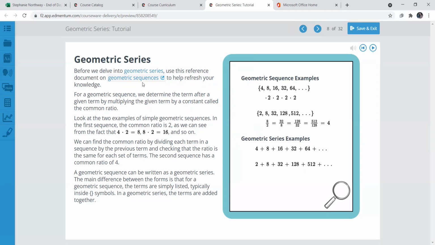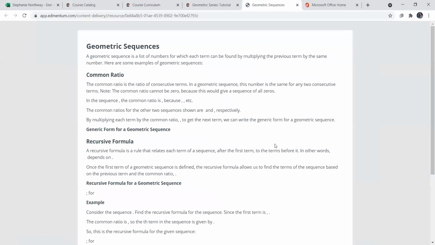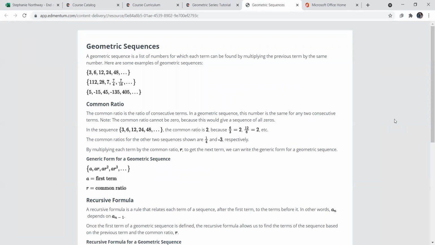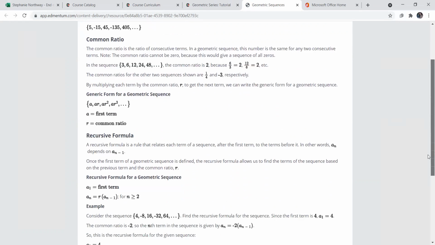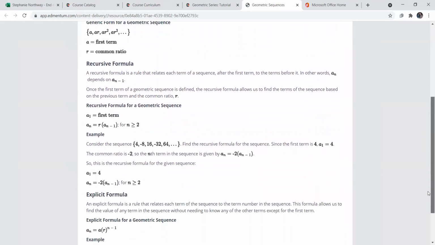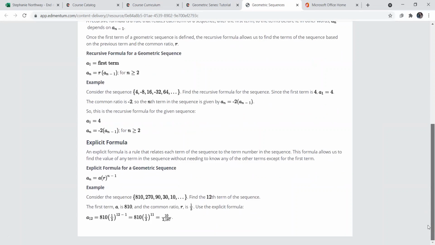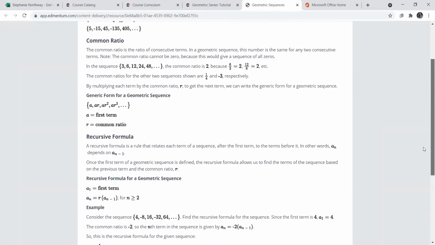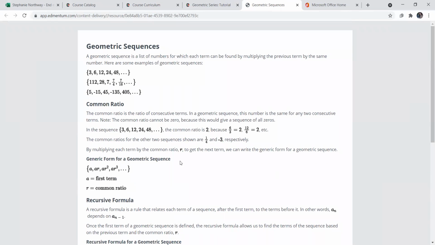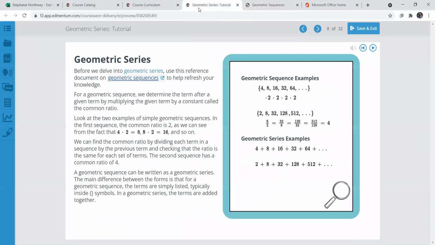Geometric sequence again. Here is more information about it, and it goes into more depth. This might help you for the mastery test. If you are taking the mastery test, then I would save this information because it talks a lot about geometric sequencing. It gives you a couple of formulas and breaks it down for you.